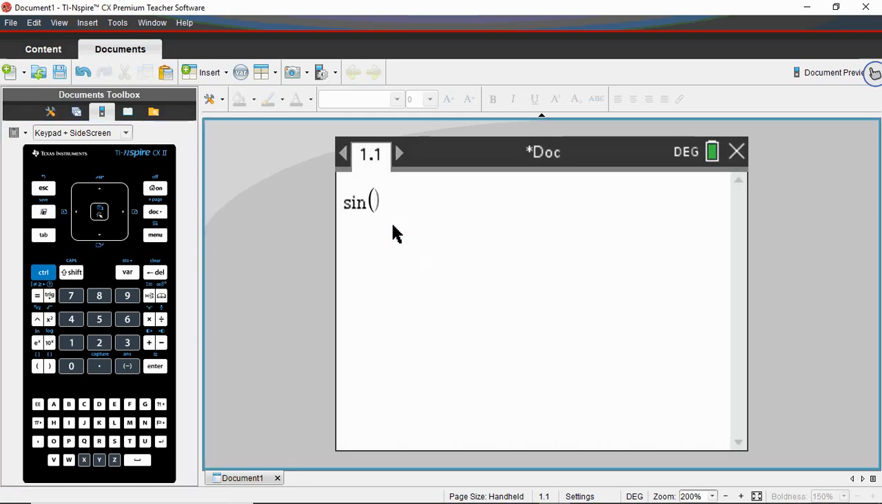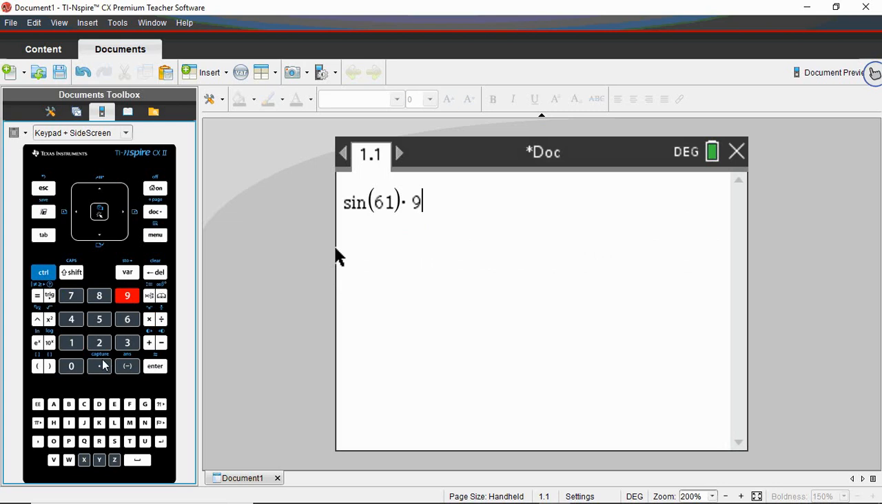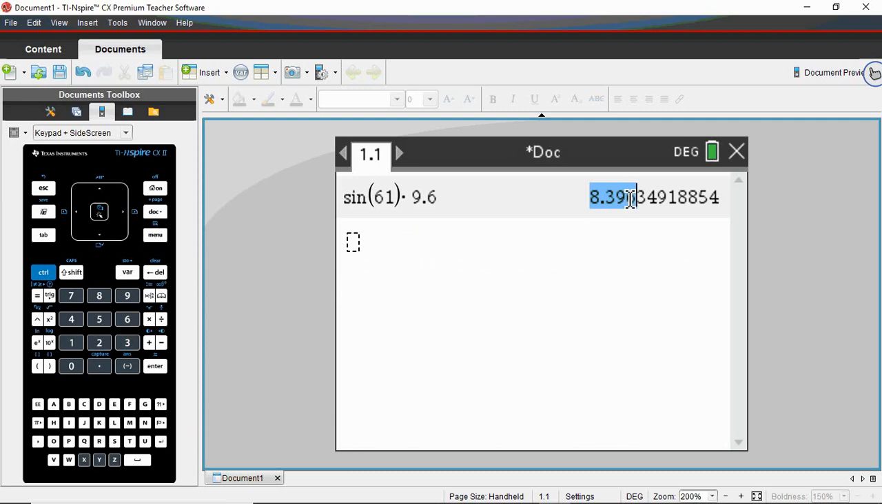So in this problem, we wanted sine of 61 times 9.6. And the problem, in the book, they rounded this answer to 8.40. Okay? And this will all work, by the way, as long as in the top right-hand corner you see DEG. It's possible that your calculator may say RAD. If it does, then you're going to get a totally different answer, and one that's obviously very wrong since the side length could not possibly be negative.